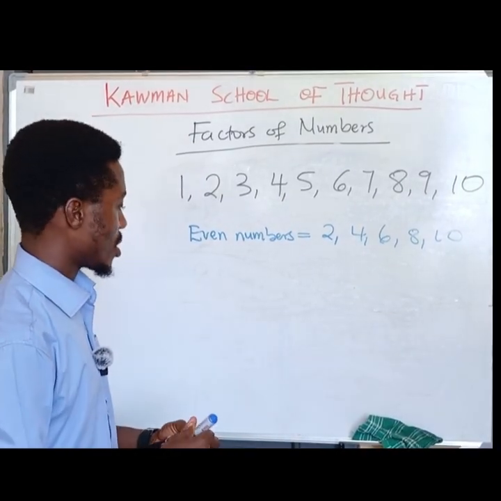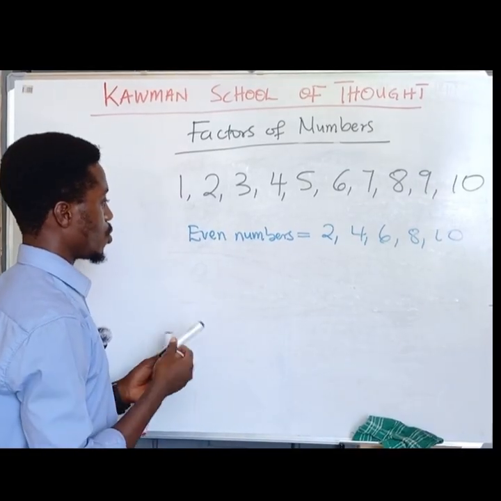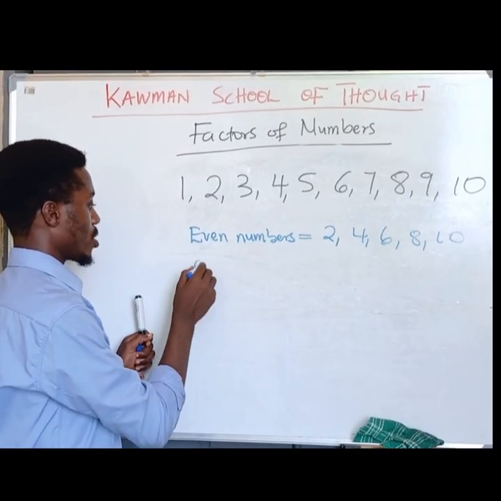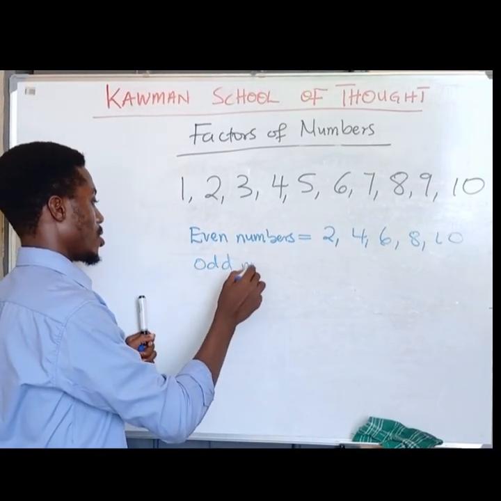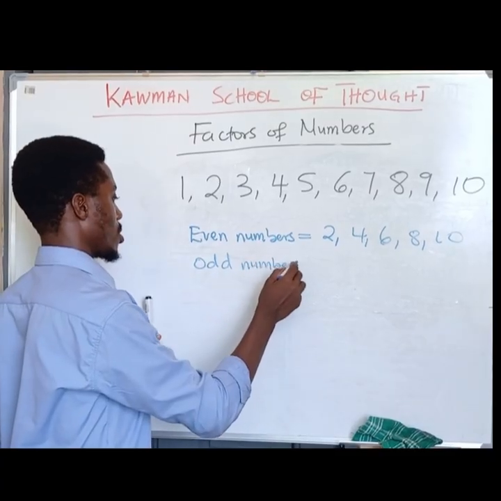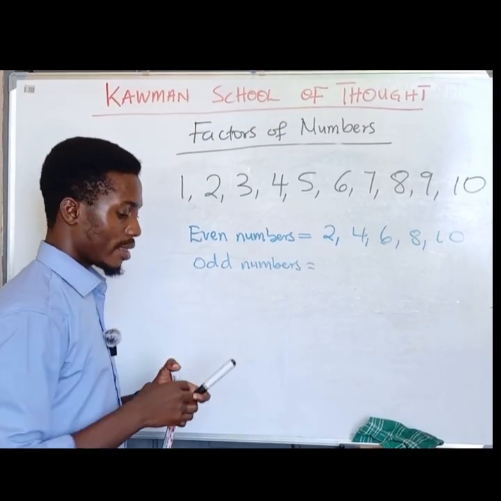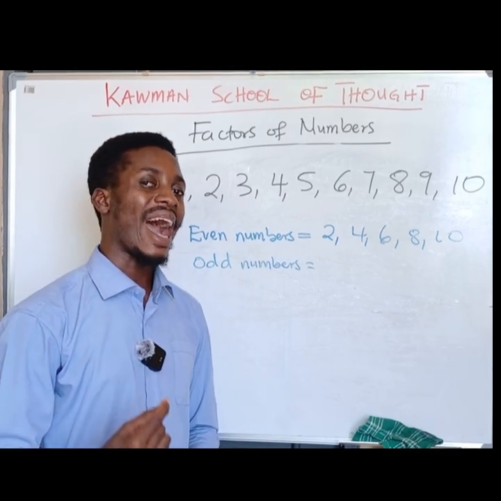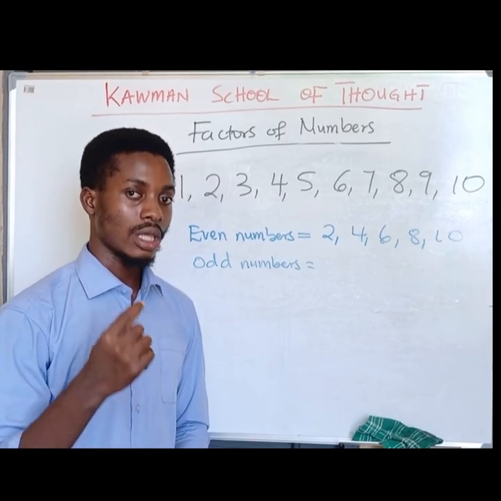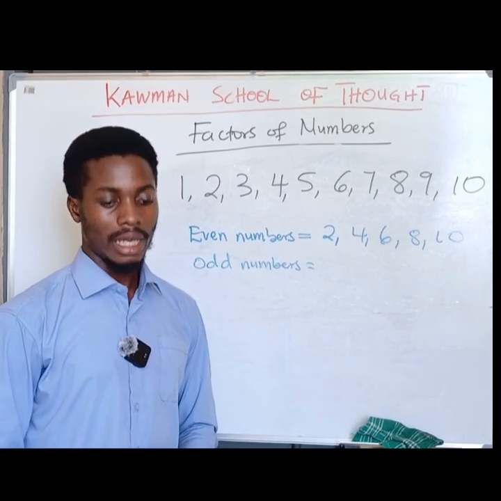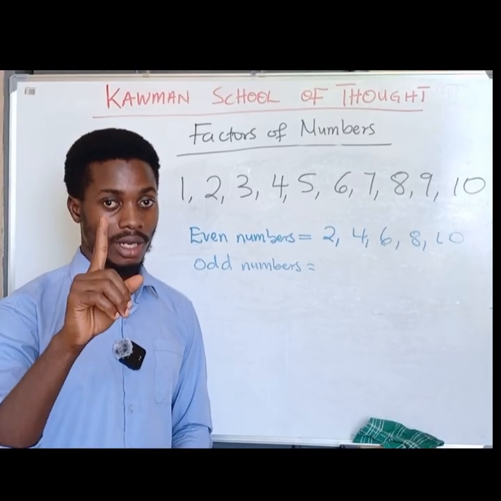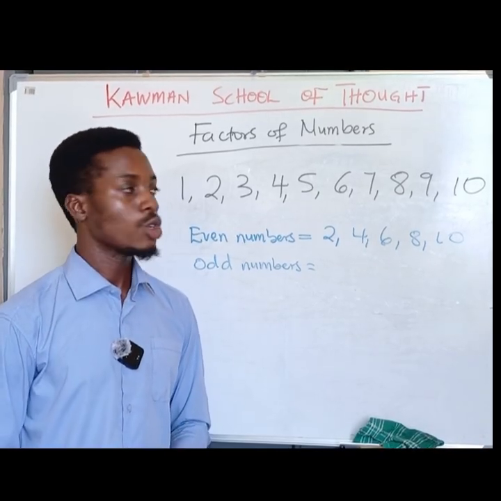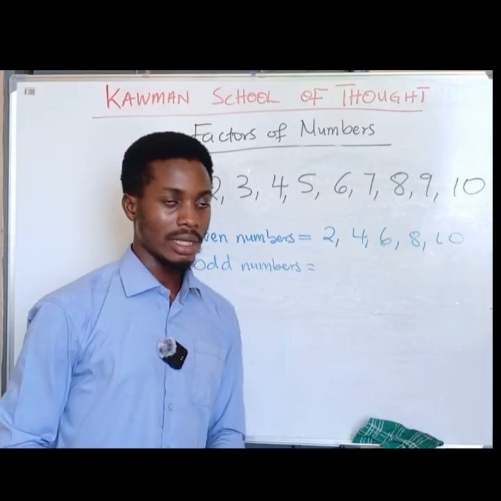What about odd numbers? Okay, so the odd numbers are here. So odd numbers are the numbers such that when they are divided by 2, there is a remainder of 1. Any number you divide by 2 and there is a remainder of 1, that number is odd. Alright, so let's use this to test our hypothesis.